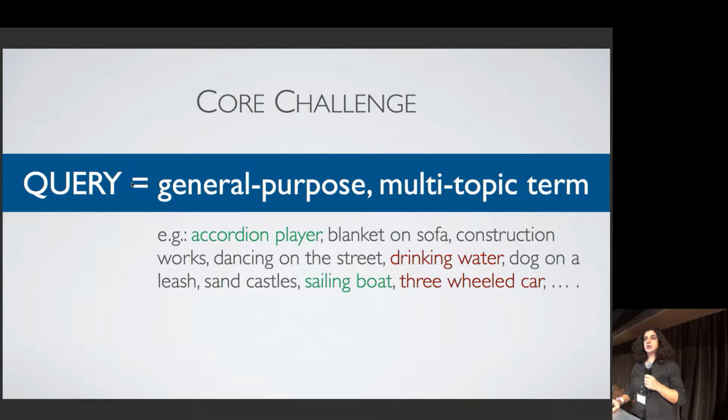The core challenge is that we have very general purpose searches that are usually covered by multiple topics. We see some examples. We have, for example, accordion player, so we need an accordion and a player, or drinking water, which is really difficult and has quite low performance on Flickr.